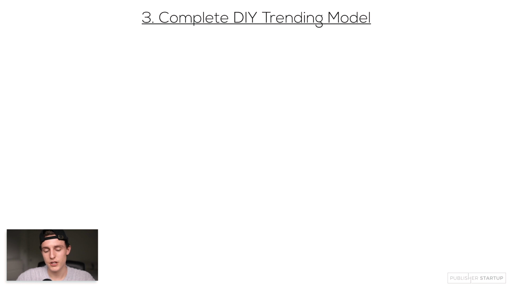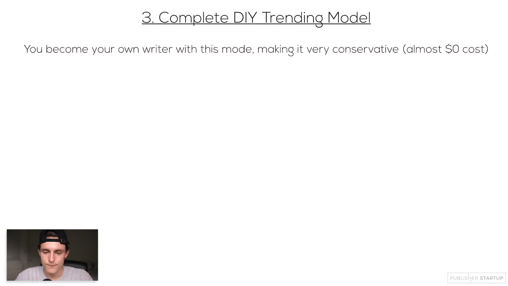And last but not least is called complete DIY trending model. So model 2 and model 3, so this one, are very, very similar, but they do have a couple distinct differences. So I do separate them into 2 different models. So we do make up all 3 pillars with all 3 of these models. So the complete DIY trending model, let's go in depth on this guy. So you become your own writer with this model.